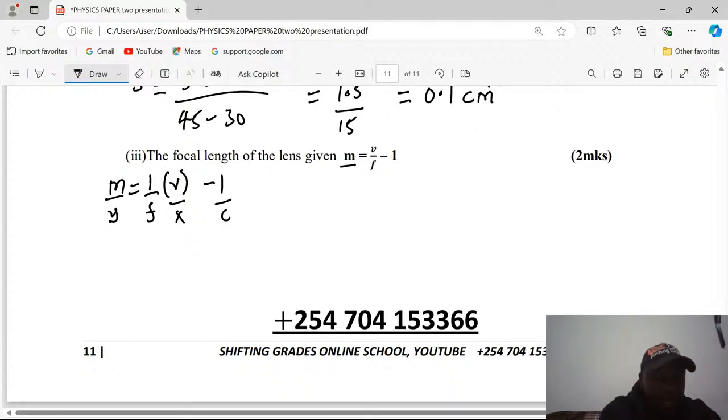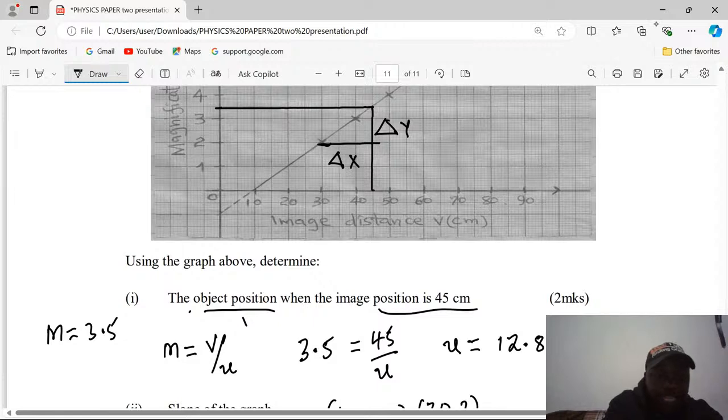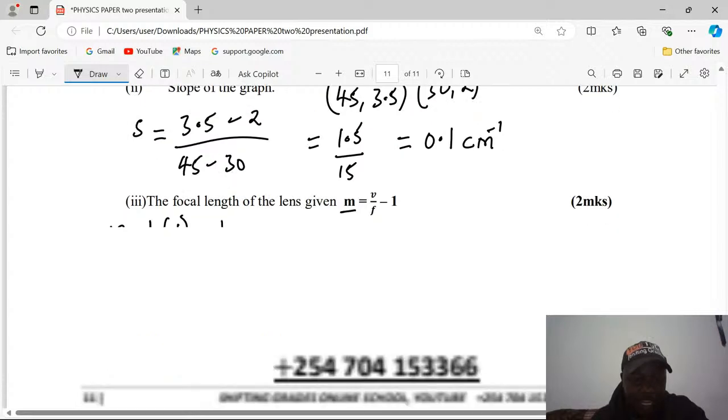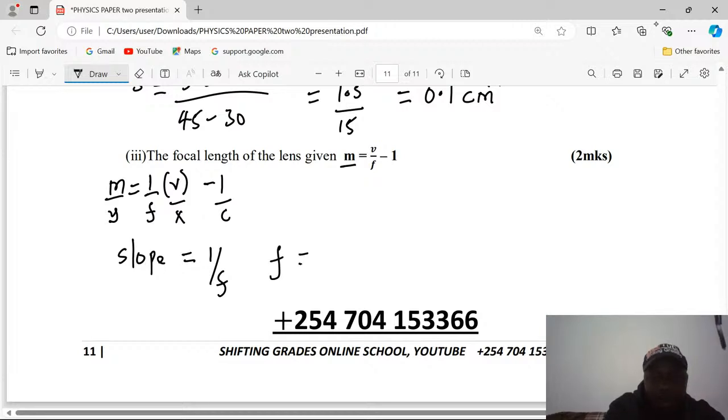So the constant c, that is the vertical intercept for this graph, is supposed to be -1. So such a graph should cut through -1 automatically, because that is our y-intercept. Then something again that we are supposed to know is that the slope of the graph is supposed to represent 1 over f, which means for us to get f now, we need the reciprocal of the slope. So the reciprocal of 0.1 is going to exactly be 10 centimeters.